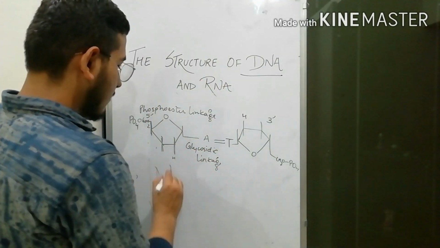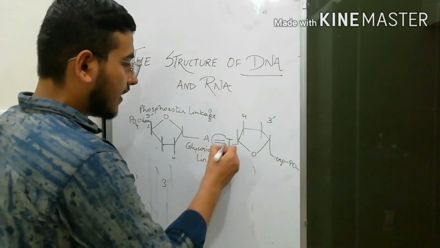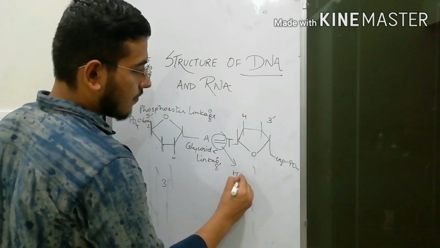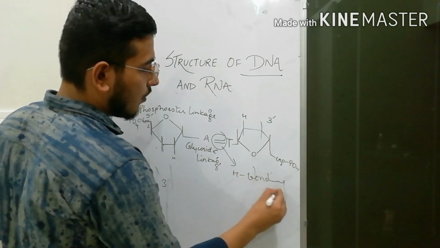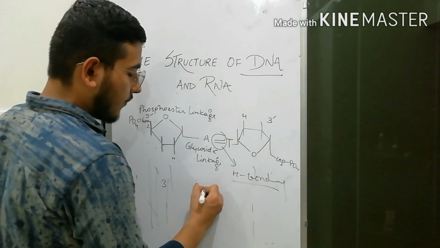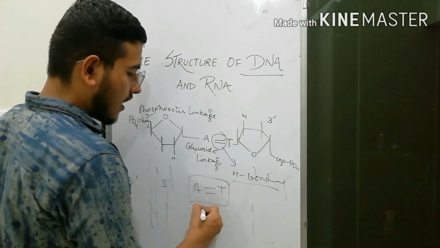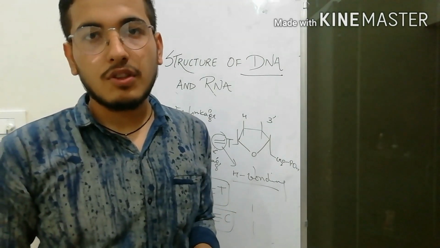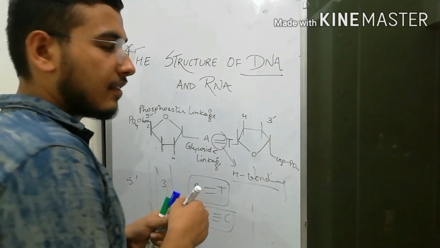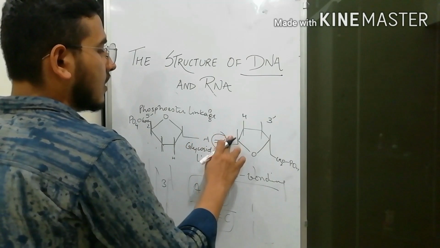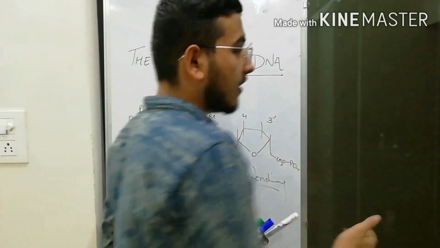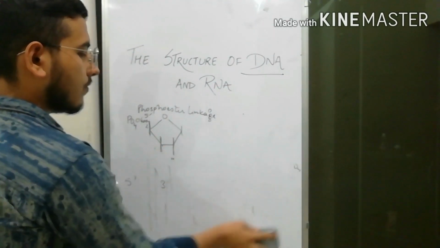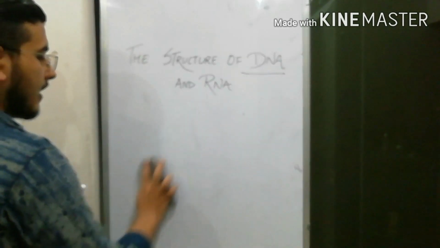Like this more nucleotides get joined, and between two nitrogenous bases there is hydrogen bonding. We have to learn that between A and T there is double hydrogen bonding, and between G and C there is triple hydrogen bonding. This is the structure of DNA, and the same is the structure of RNA, but the difference lies in the replacement of this, and many RNAs are single stranded. So we studied the structure of DNA and RNA.